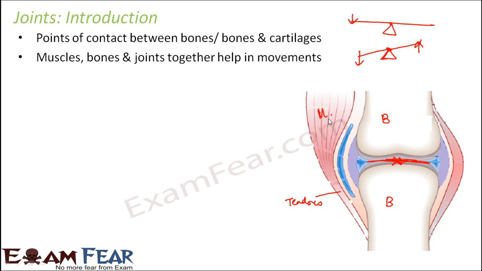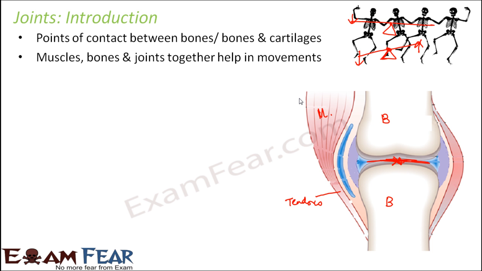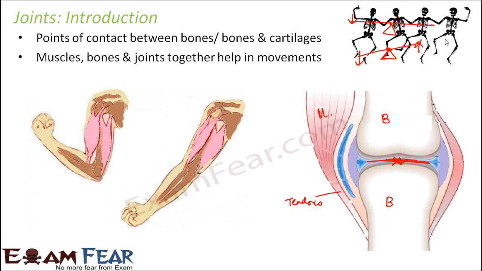In a very similar way, when the muscles contract, they produce a force, and the force is then acted upon by the fulcrum, causing movement of the bones needed to cause the overall motion. Right? So the muscles, bones and joints together help to make movements. That is why when you look at this picture where you can see the skeletons dancing, you see that the movements happen in coordination between the various parts.